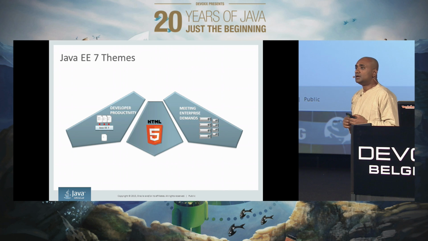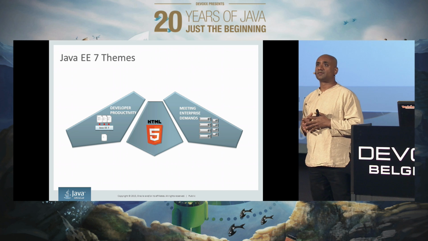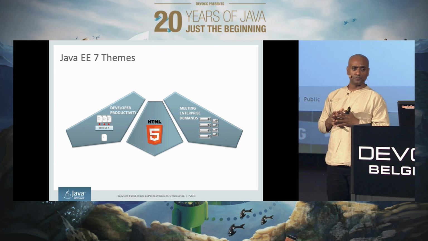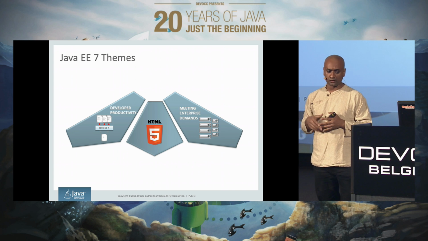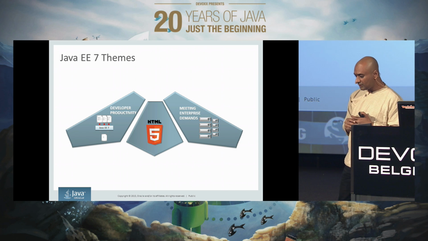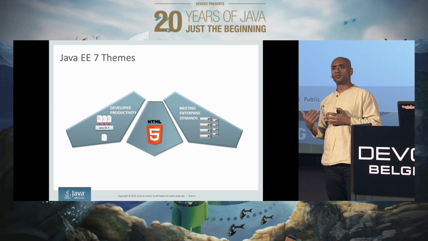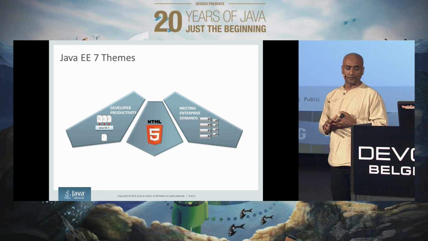All right. So what is in Java EE 7? These are the principal themes of Java EE 7. They are productivity, HTML5, and enterprise demands. We should talk about each of these in turn. Productivity is an obvious one. This is our foremost priority and has been since Java EE 5 in the platform.